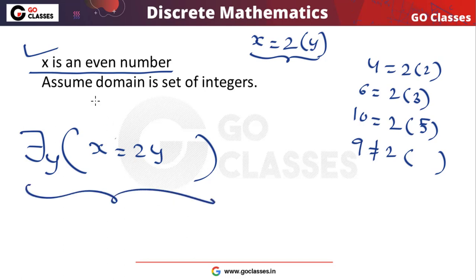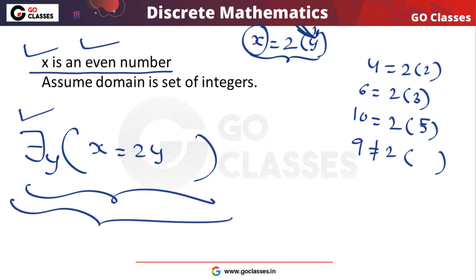So this is the point. X is an even number means there exists a number y such that x is equal to twice y, correct? This means x must be basically a multiple of 2, correct? So this is the point: there exists a y such that x is equal to 2y. This means x is an even number, correct?